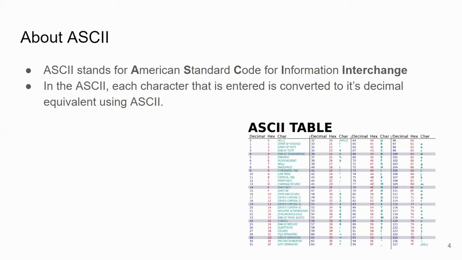So this is the ASCII. It stands for American Standard Code for Information Interchange. In the ASCII, each character that is entered is converted to its decimal equivalent using this table. So if I enter, let's just say 93, this is the decimal, like E. According to the character, it will generate a decimal and hex and character according to that.